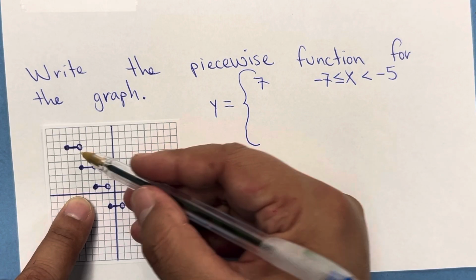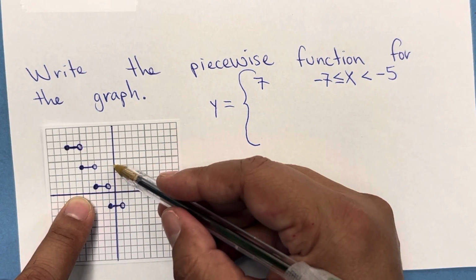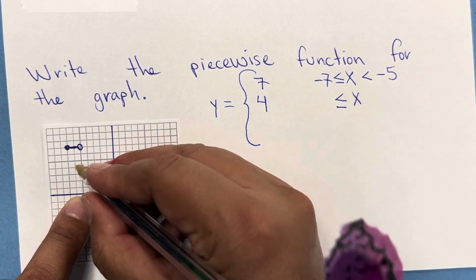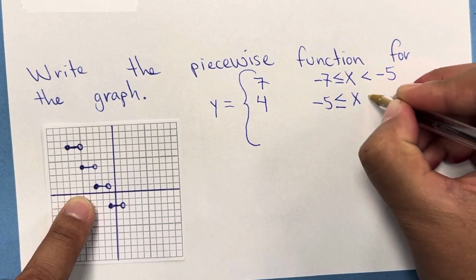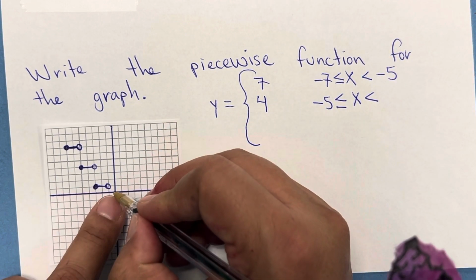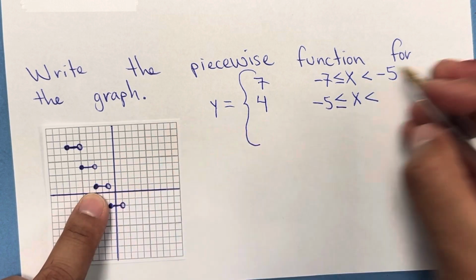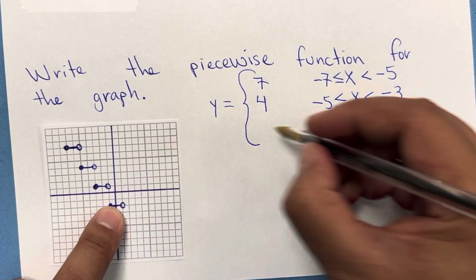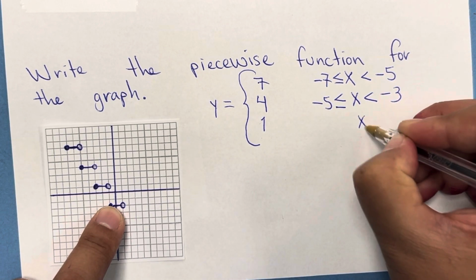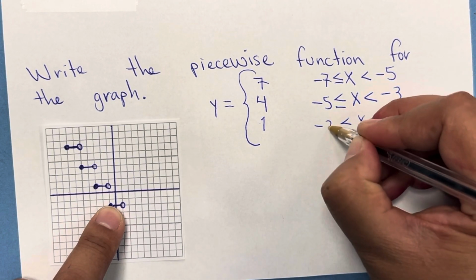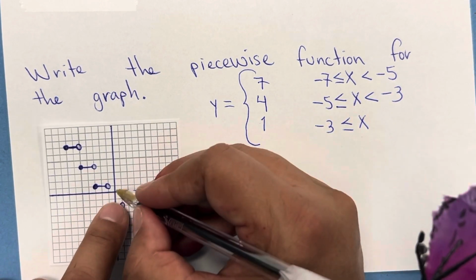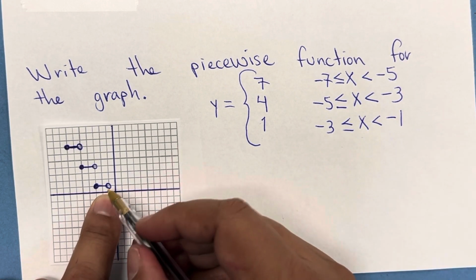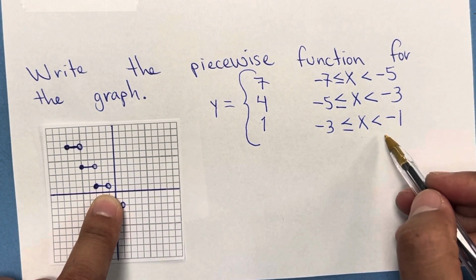Then is 7. For this one is 1, 2, 3, 4. When x is greater or equal than, since it's a line, it's going to be -5, but less than -1, 2, 3 at -3. And for this one, the value of y is 1 when x is greater or equal than -3. We notice that it's aligned, right? And up to less than -1. Since it's open circle, we don't include the equal.